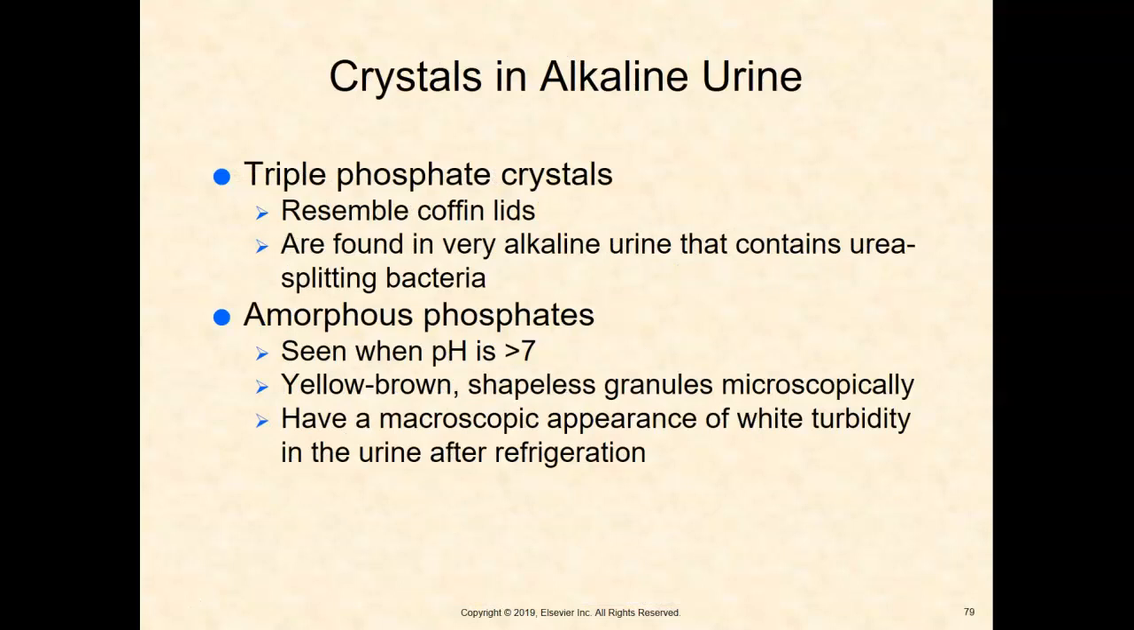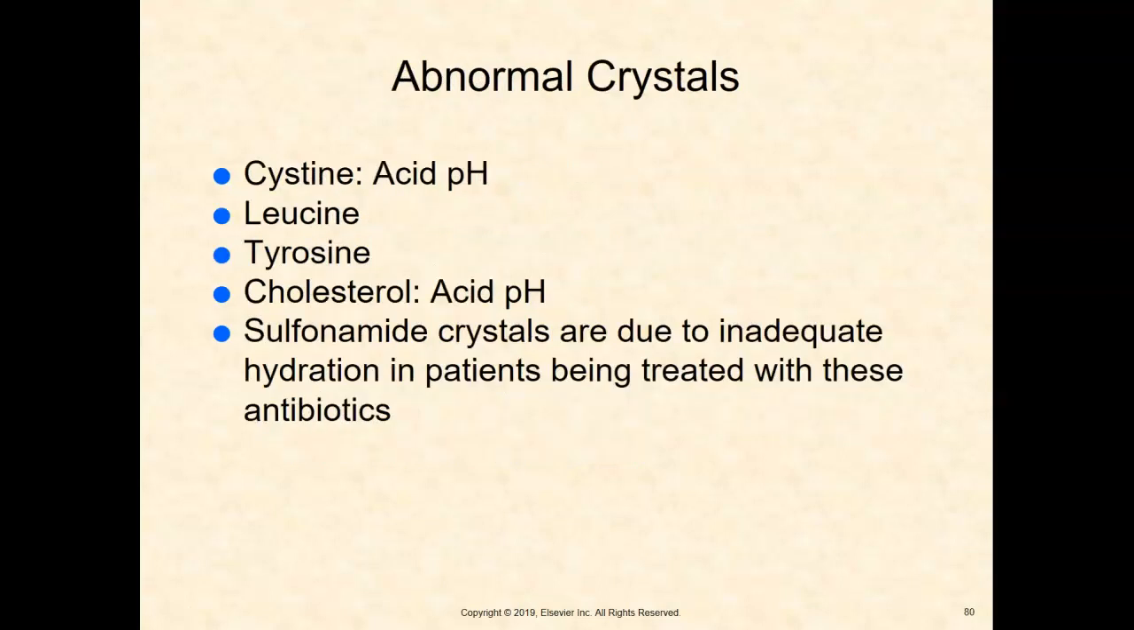The next one, amorphous phosphates, is just like the amorphous urates. It just forms after sitting, especially in the refrigerator. If it's got a low pH, it'll turn pink. If it's got a high pH, it can turn white. Again, it makes it cloudy and difficult to see what it is.